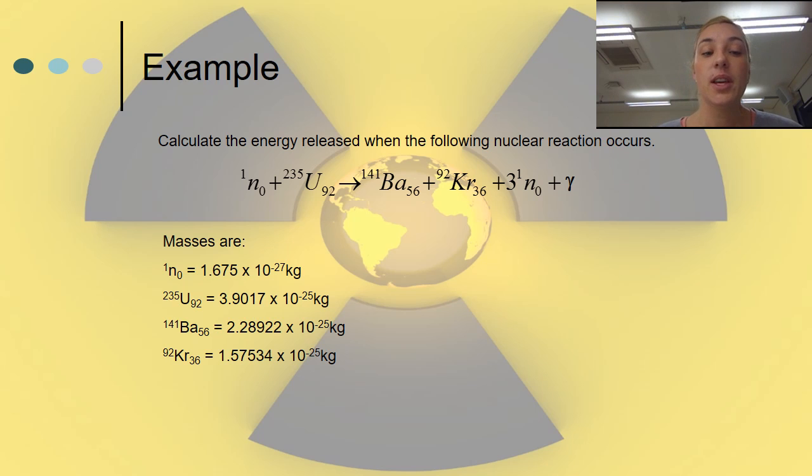So let's quickly look at an example of how much energy is actually released during a nuclear reaction. Here we've got a neutron being absorbed by a standard uranium-235 in a nuclear reactor. It's produced 2 daughter nuclei, 3 neutrons, and also a gamma particle. So we've given the masses underneath there.